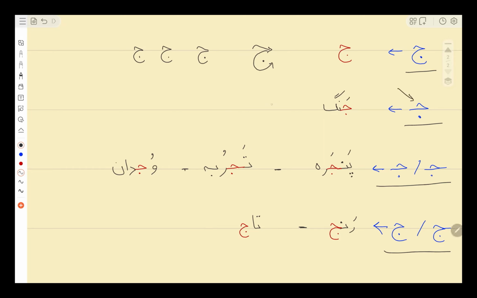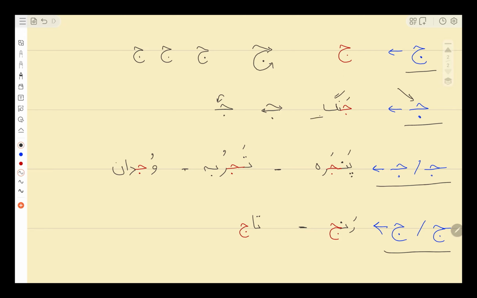So this is the pathway. You draw this shape on the ground line, and then you go to the left. Okay, and then you put the dot like that. Okay, and this letter can be connected to any letter that comes after it.